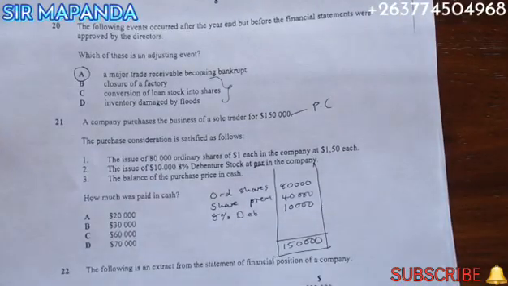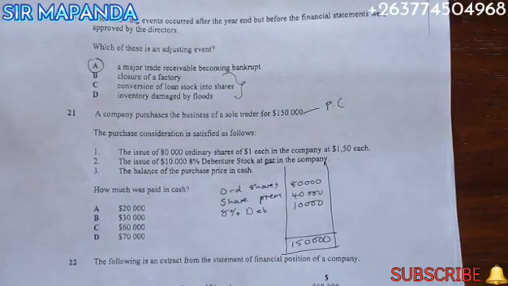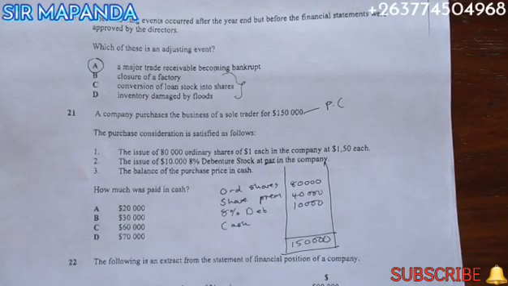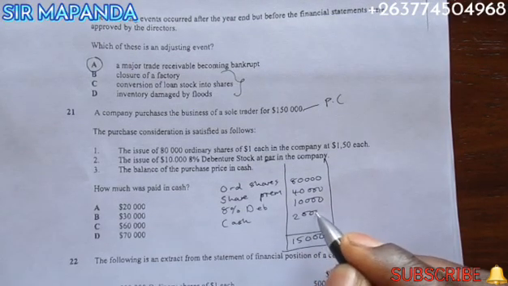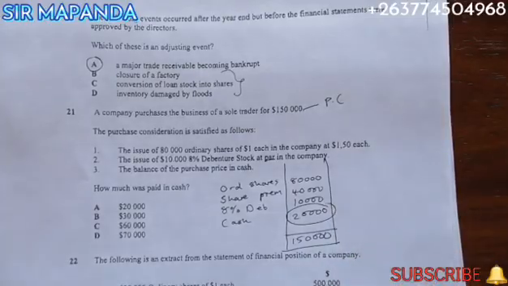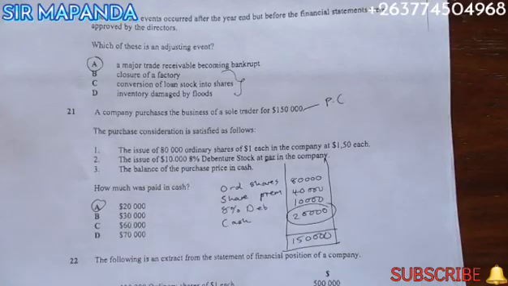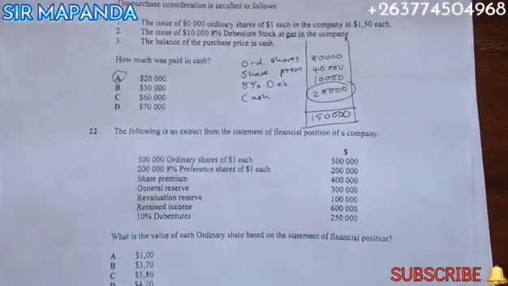Then the question says, the balance of the purchase price was settled in cash. So cash is going to come out here as a balancing figure. 150 minus 10 minus 40 minus 80, you get 20,000. So 20,000 is the balancing figure. My answer is A. We move on to question number 22.